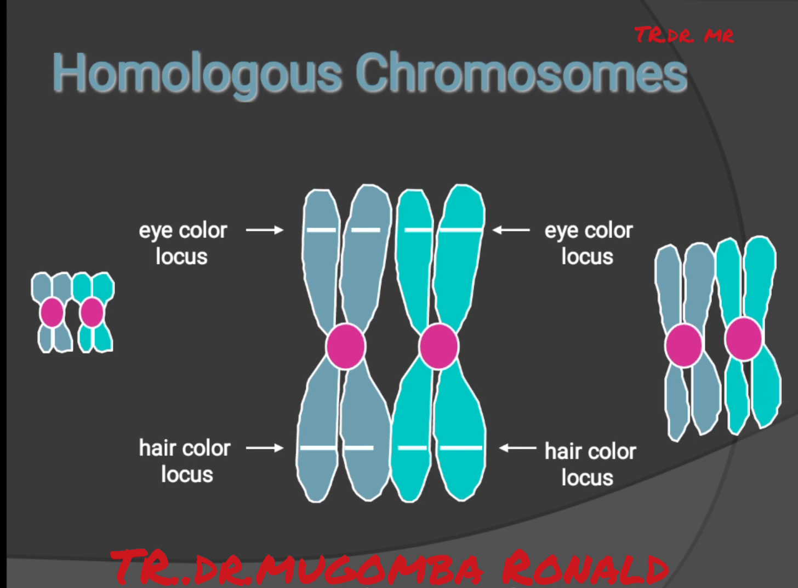So you can see that with these homologous chromosomes, we inherit one component of the pair from our mother and the other from our dad.